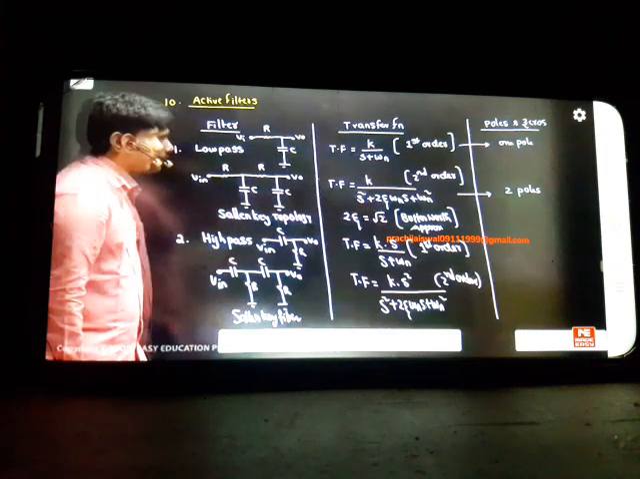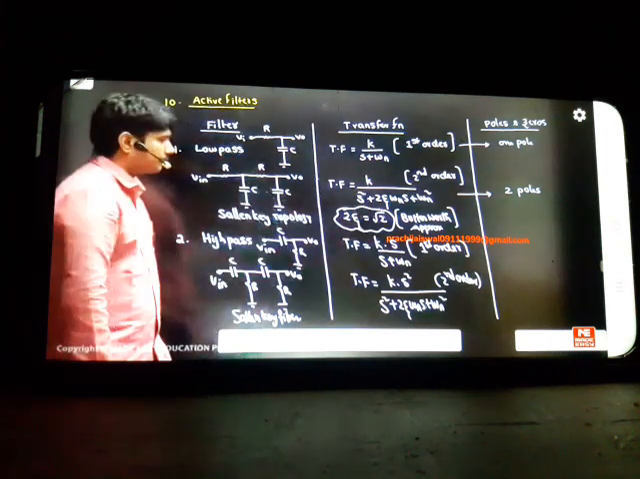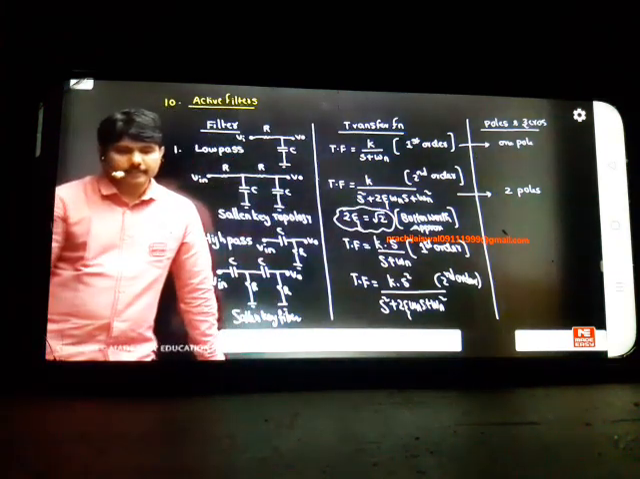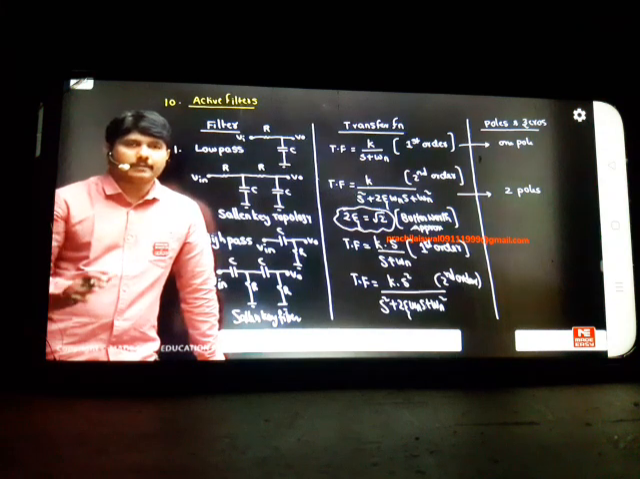So in that Butterworth approximation, it is always this one. Everywhere the Butterworth approximation is root 2. That's called Butterworth approximations. In the exam, I think they never ask you more than Butterworth because it is given in the syllabus, but there are so many approximations.